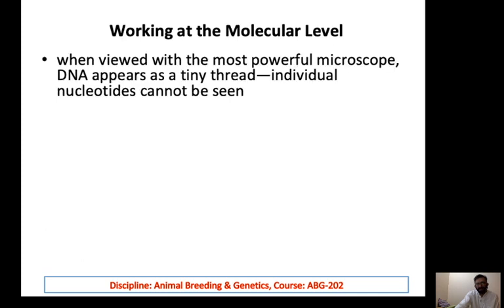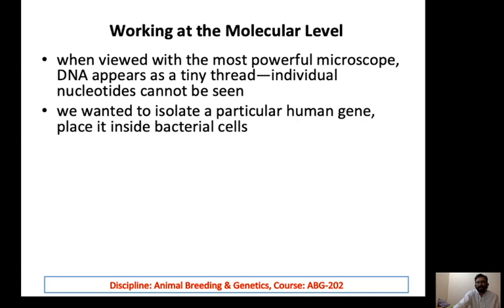Now, when we are working at the molecular level, even the most powerful microscope is not able to read a single nucleotide. Rather, with the help of the electron microscope, we would be able to see the tiny threads, the individual chromosomes. But still, single nucleotides will not be visible.